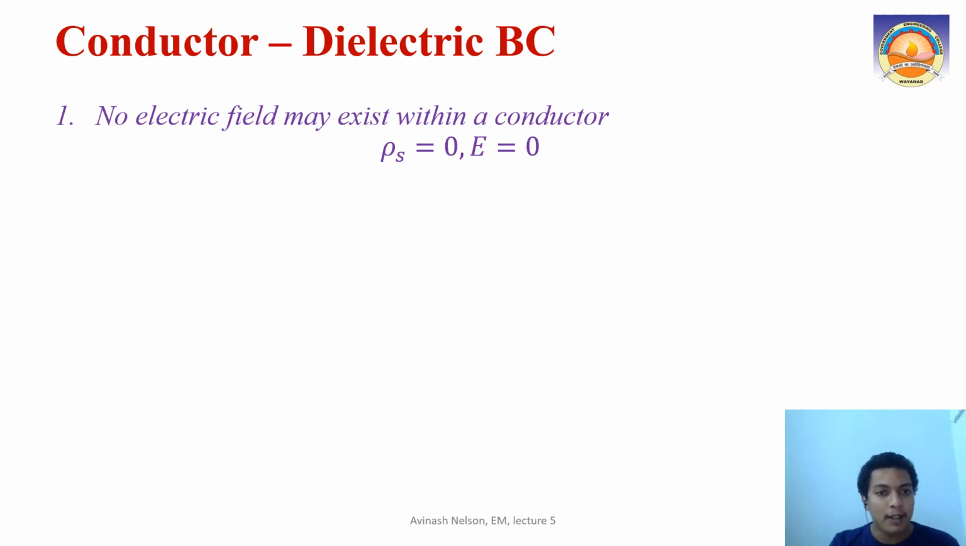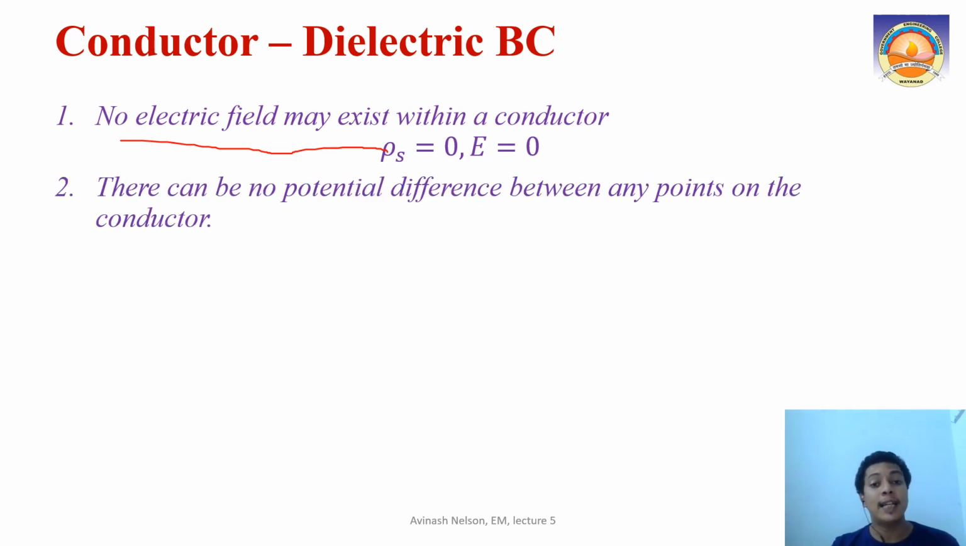So let us conclude this point. We already discussed even in the first lectures that no electric field may exist within a conductor. Inside the conductor rho s equals 0 and electric field intensity is also 0. This we discussed very clearly in our second lecture, right? And there can be no potential difference between any points on the conductor also, because it is the same field. So there can be no potential difference.